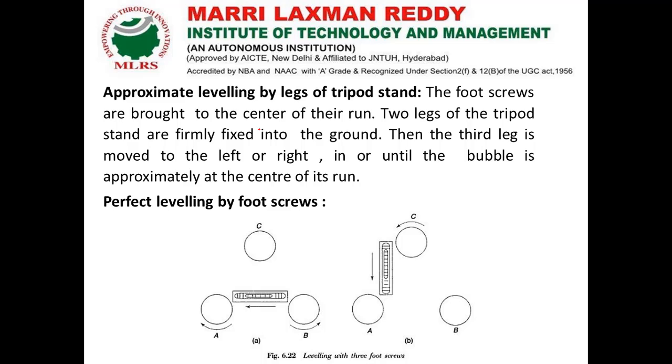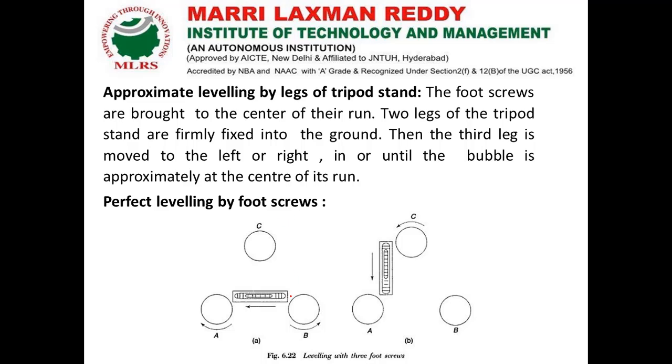One is approximate leveling by the legs of the tripod. Here, first we fix two legs, and then the third leg we have to adjust either front or back or left or right side, so that it has been leveled somehow perfectly by eye view. And the second one is perfect leveling by the foot screws.